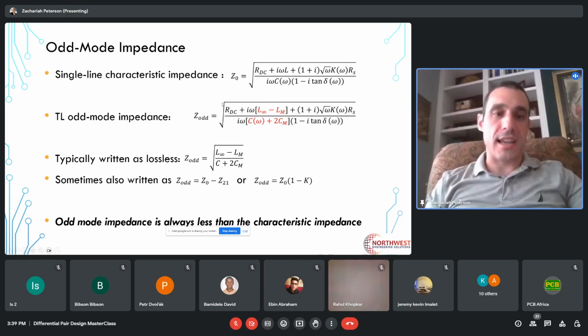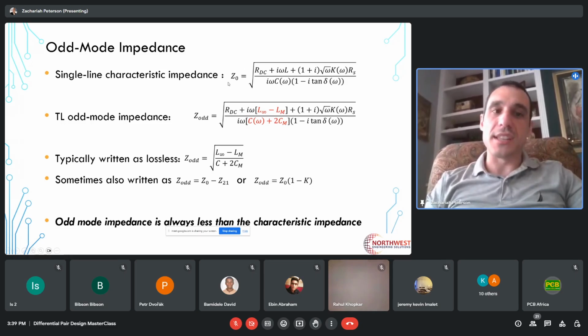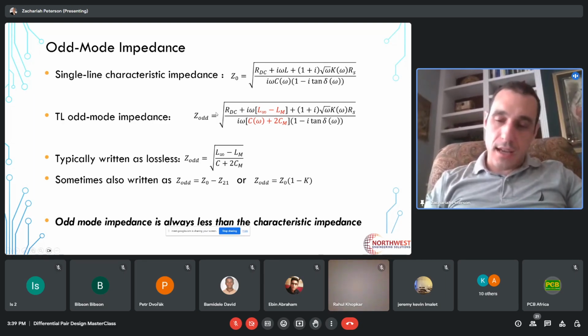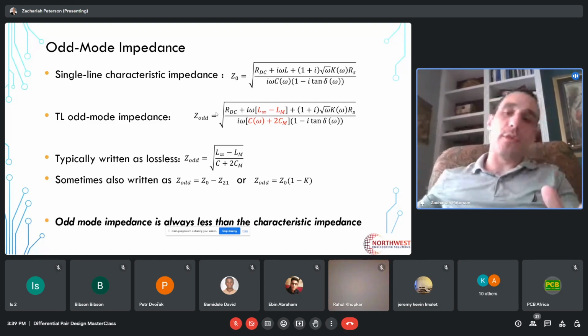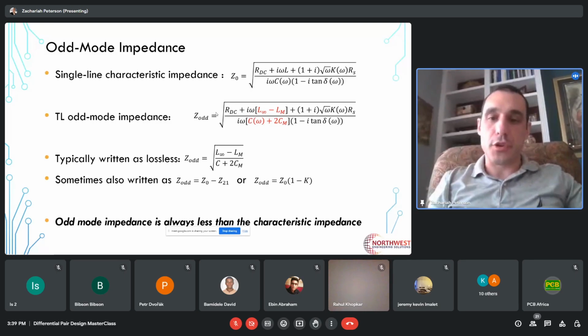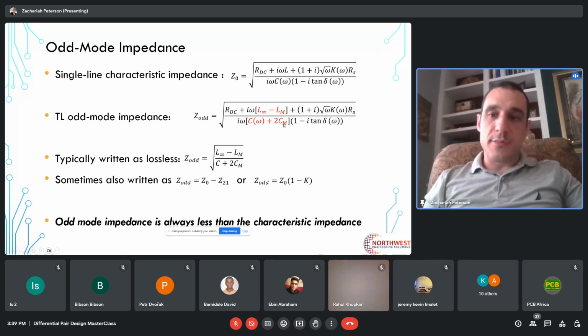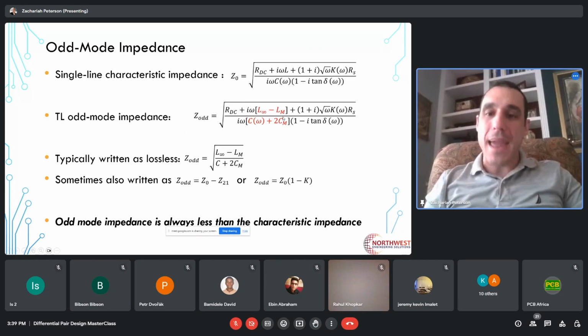Now, the important impedance value for a differential pair is not Z sub 0. It's not the single line impedance or the characteristic impedance. It is actually the odd impedance. The odd mode impedance is the impedance of a single trace in the pair once you bring in the other trace and form a differential pair. The reason we have an odd mode impedance is because there's mutual capacitance and inductance between the two traces that make up the differential pair.